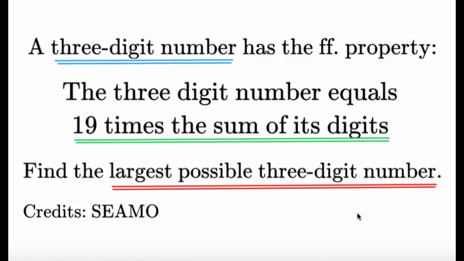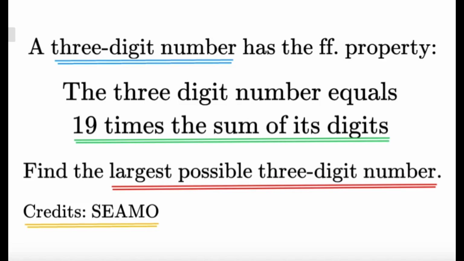A three-digit number has the following property. The three-digit number equals 19 times the sum of its digits. Find the largest possible three-digit number. Now credits to the Southeast Asian Math Olympiad for this item. As usual, pause this video if you'd like to give this item a try, but if you're done, let us dive into the solution.